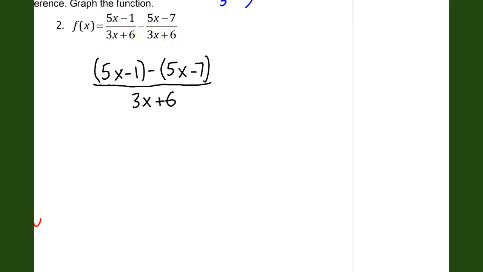All right, so I'll have, let's see here, 5x minus 5x is 0, right? And -1 and -7 makes -8.